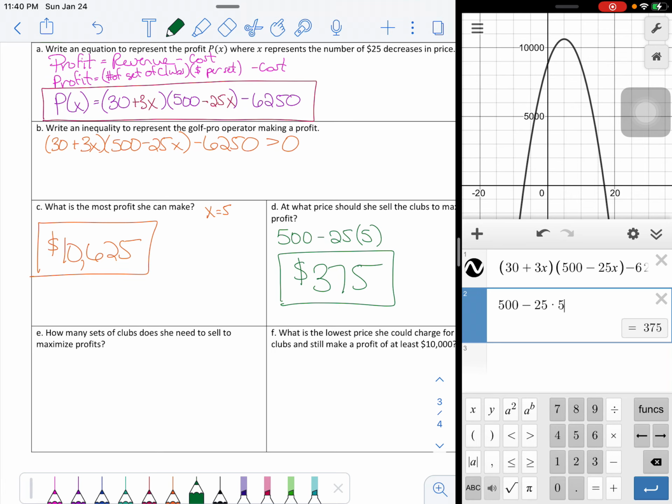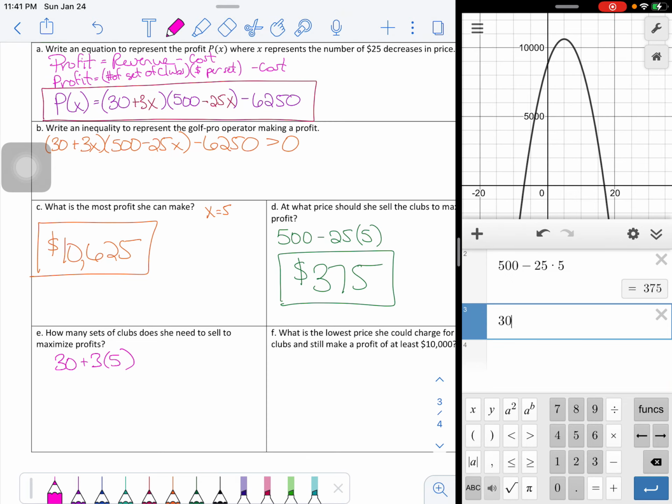How many sets of clubs does she need to sell to maximize profit? Again, we already know that X is equal to 5. And the number of sets was 30 plus 3X. So 30 plus 3 times X, which is 5. Let me just go ahead and keep using Desmos. Here's my calculator. 30 plus 3 times 5. So she should sell 45 sets of clubs to maximize her profit.